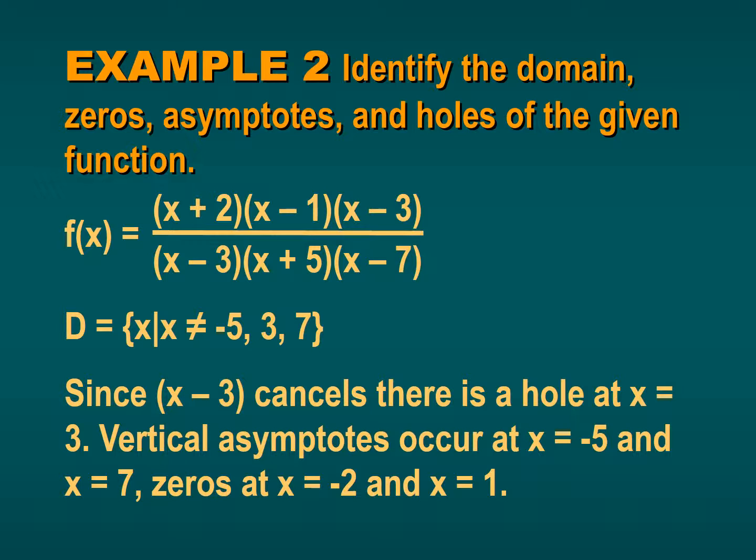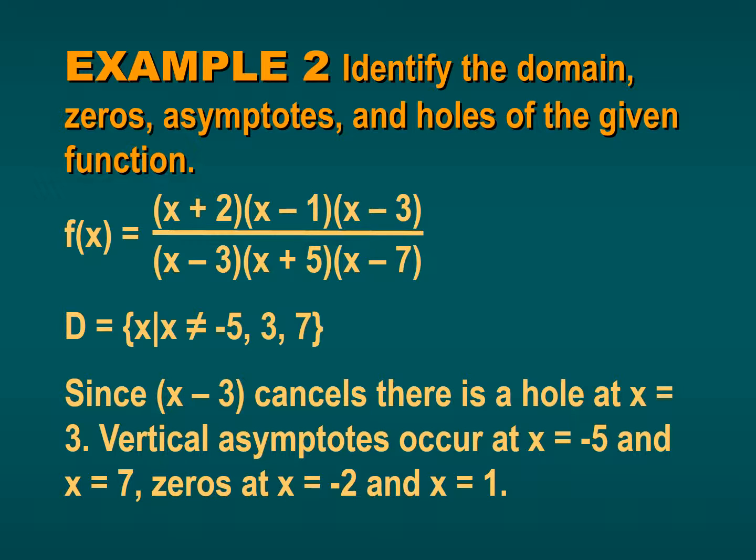And since the factor x minus 3 cancels, that means we actually have a hole at x equals 3 as well. And then those remaining factors, x plus 5 and x minus 7, tell us where our asymptotes are. We have an asymptote at x equals -5 and x equals 7. And then our zeros are at -2 and 1.